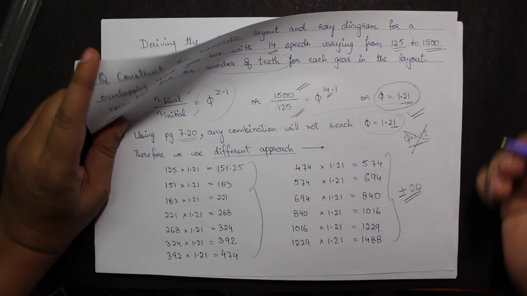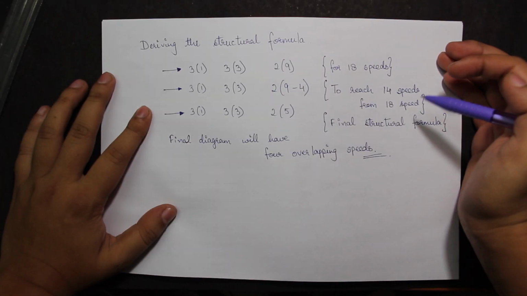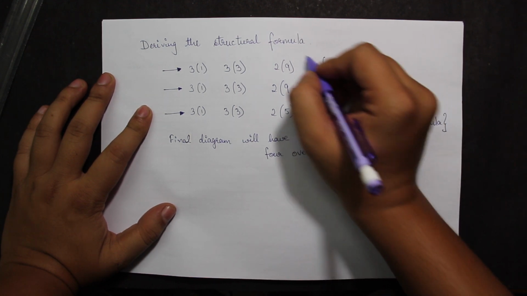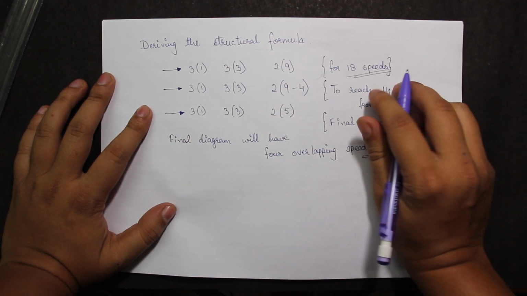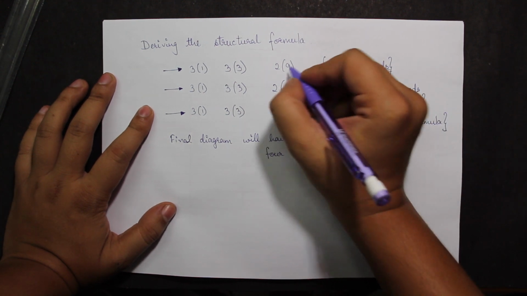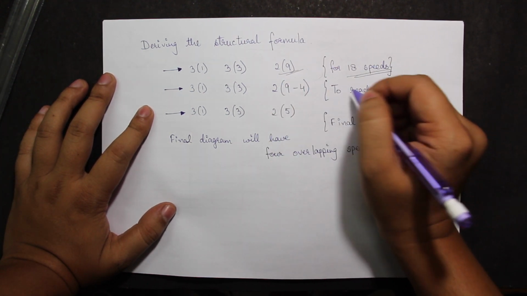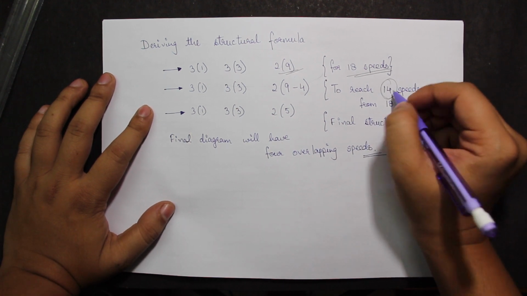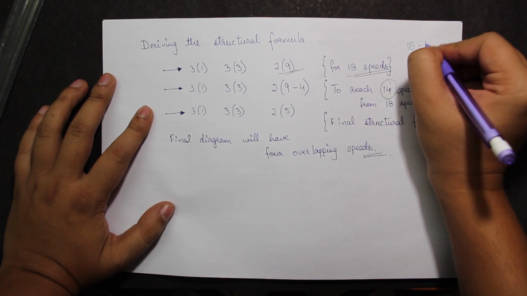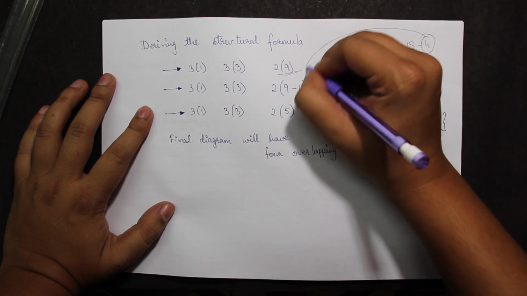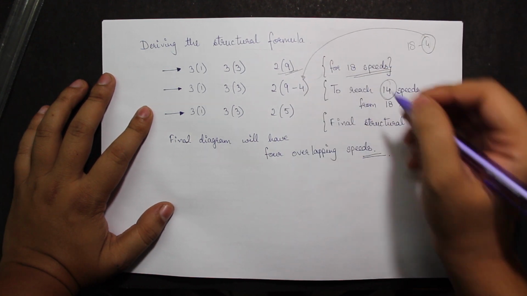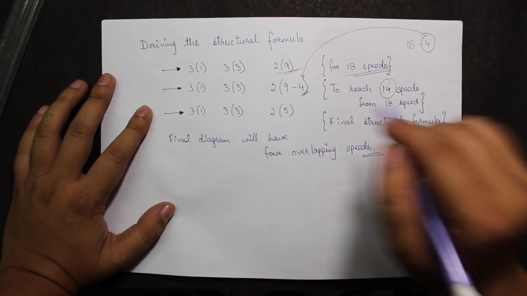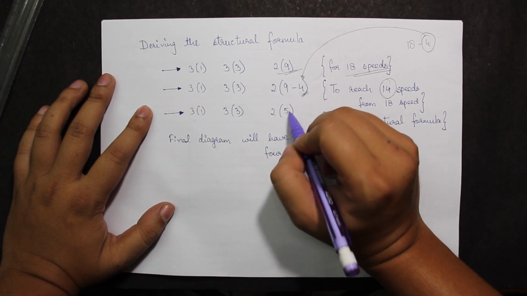The structural formula for a 14-speed gearbox is also a little different. I'll be taking an 18-speed gearbox structural formula, which is this one. The last part of this structural formula, 2 bracket 9, gives us 18 speeds, but I need a 14-speed gearbox. Therefore, 18 minus 4 is 14 speeds. So I will be subtracting 4 from 9 to reach the 14 speeds. Finally, my structural formula becomes 3 1, 3 3 and 2 5.